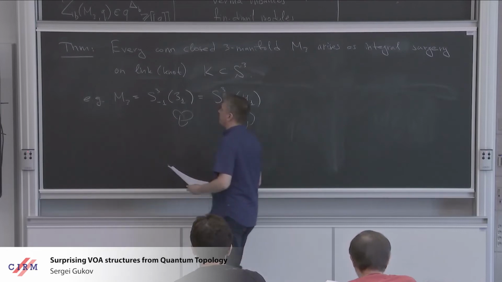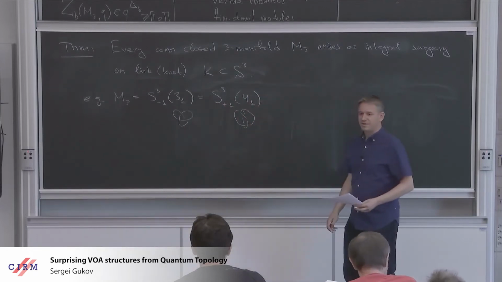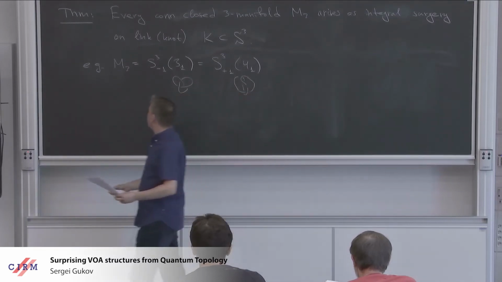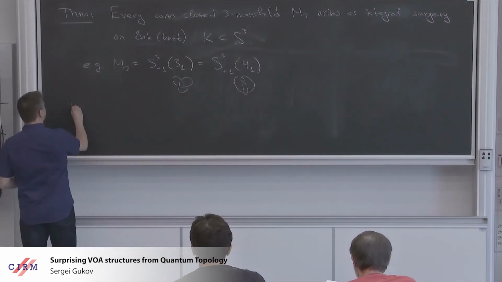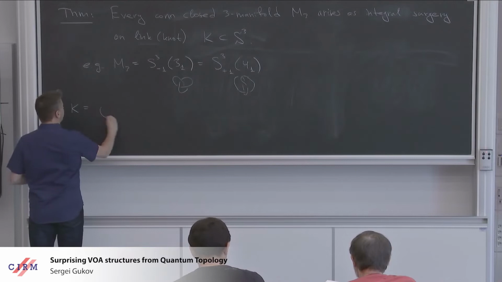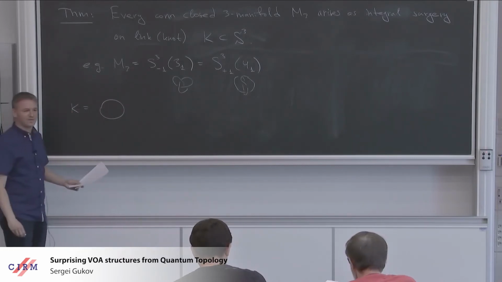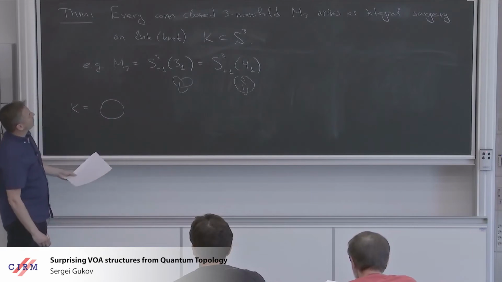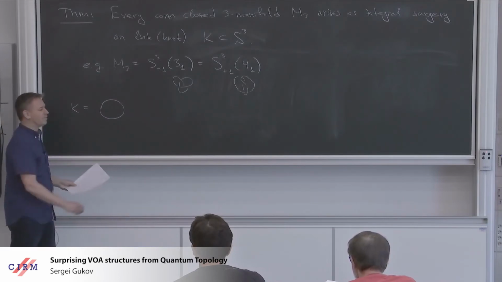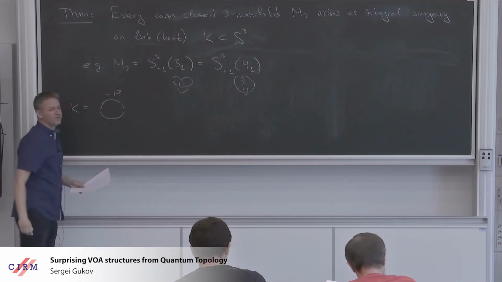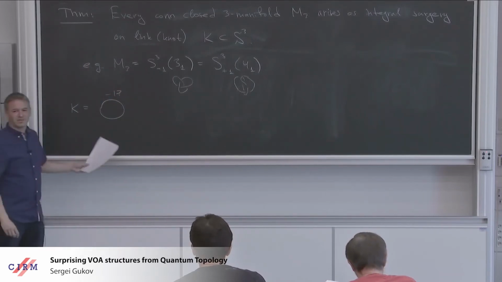To make it a little bit more tangible, let's look at the following case of knots and links. A simple example of a knot K is just a knotted circle. That's something easy to understand and visualize. And doing integral surgery means decorating this with an integer number. For example, -17 is a good integer number. It doesn't have to be positive.